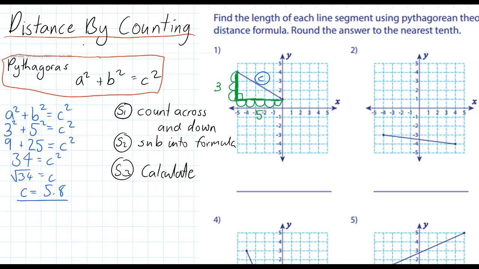There's a lot of working out, but if you do each step one after the other, you'll get it right and understand how it works. Key steps are, first of all, make it into a triangle, count across and down. Next step is to sub into the formula. So you've got your a squared plus b squared equals c squared. Copy those numbers from the count into the a and b. Then you just calculate it out. Square the numbers, add them together, square root the answer, get the number.